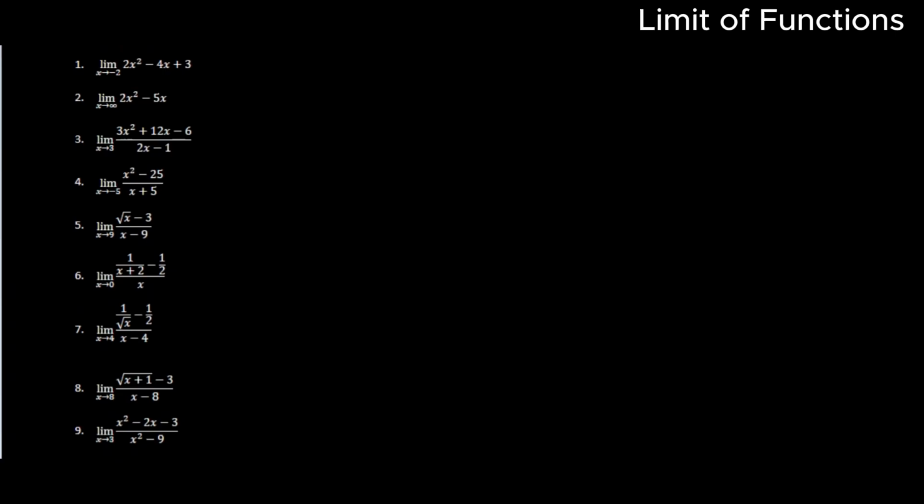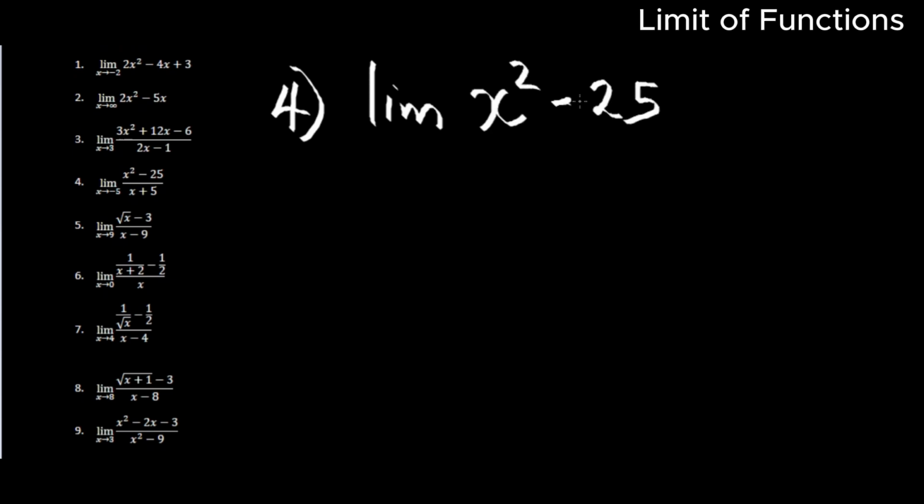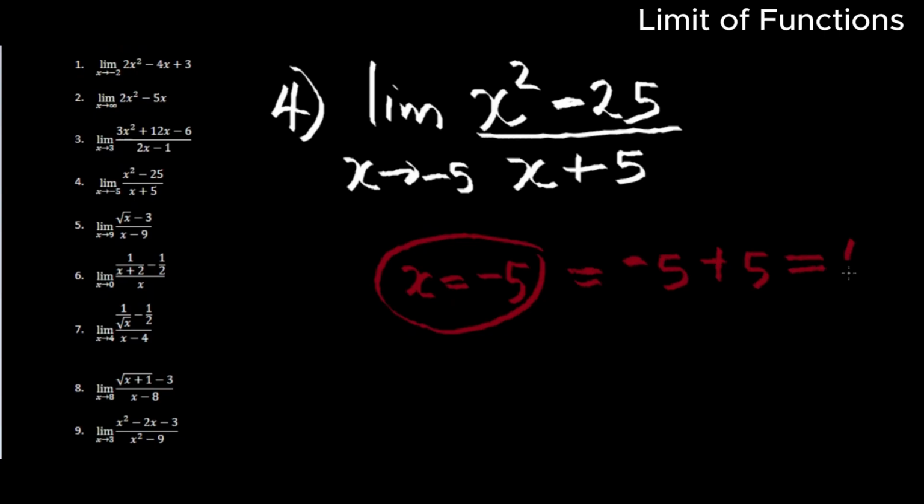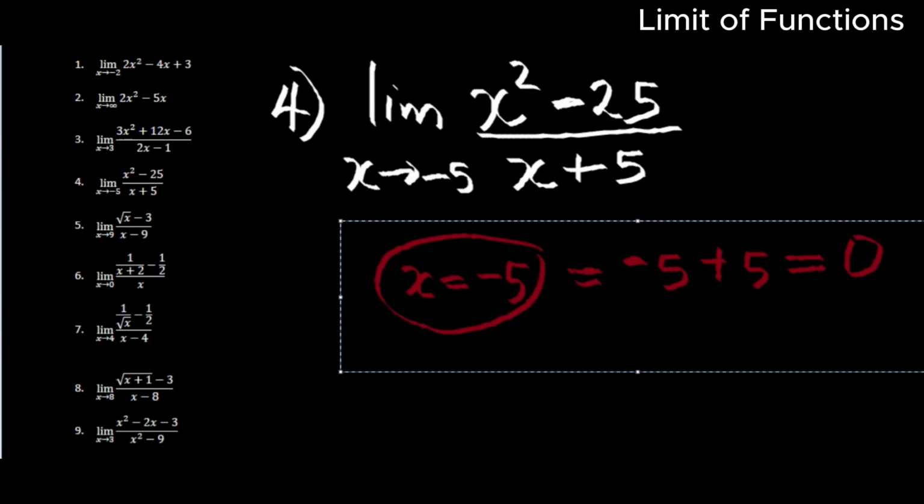So question 4 says limit of x squared minus 25 all over x plus 5 as x tends to minus 5. Now, as usual, I told you to verify the value of x as given here. Let's see if we put it here, will it give us 0? The answer is yes. So if yes, we will not proceed to substitute.